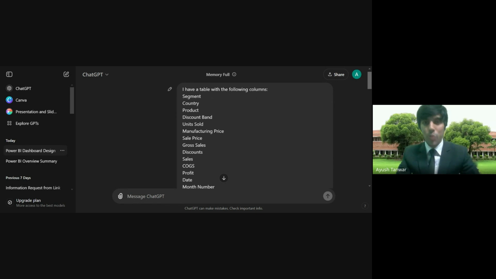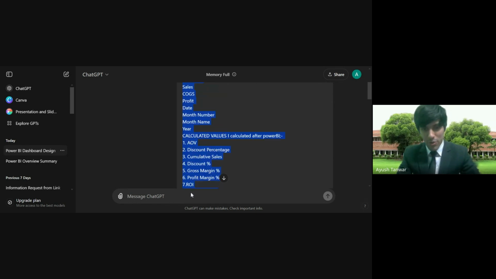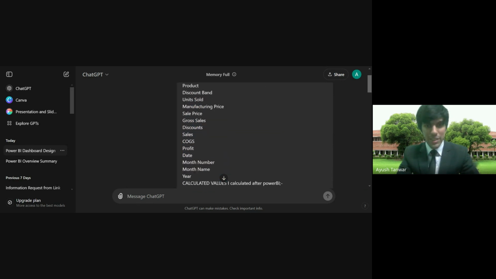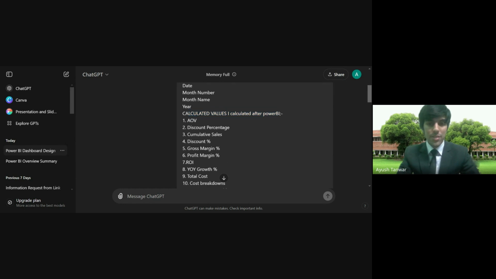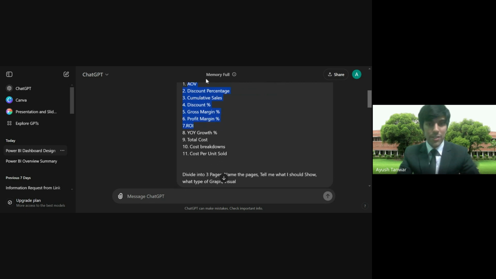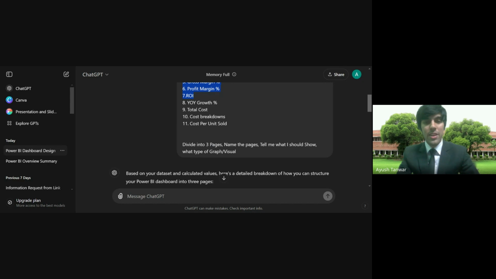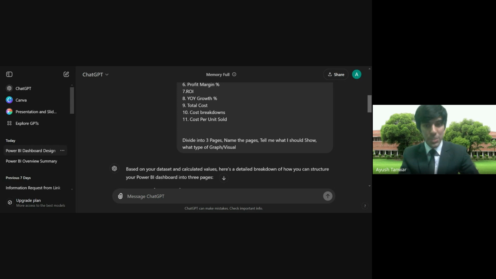I have a table with the following columns, and I gave it all the names of the columns we initially had and even the columns we made. So these are the values that we calculated after importing the data into Power BI. I told ChatGPT that these are the values that we have calculated, like AOV, discount, etc. And then I wanted to divide the final outcome into 3 pages. So I told it to divide it into 3 pages, give a name to these pages, and say what I should show on each page with what type of graph and visual.